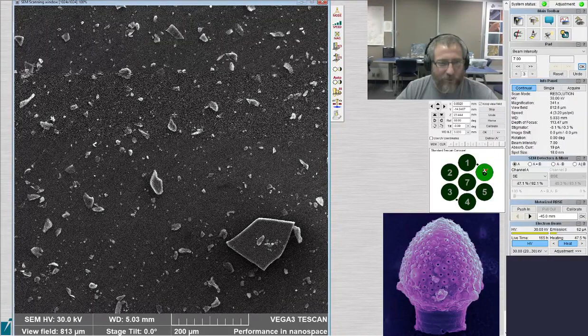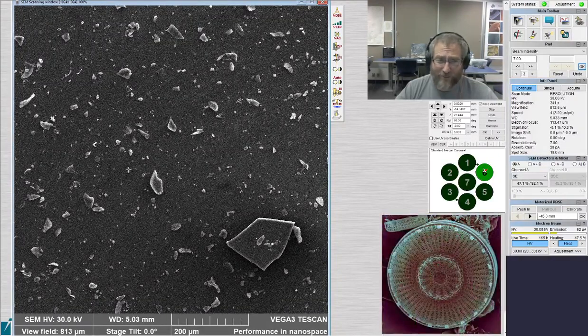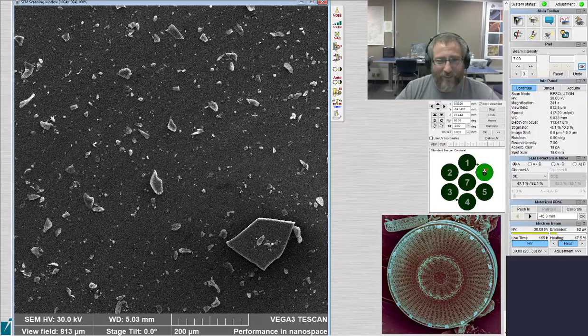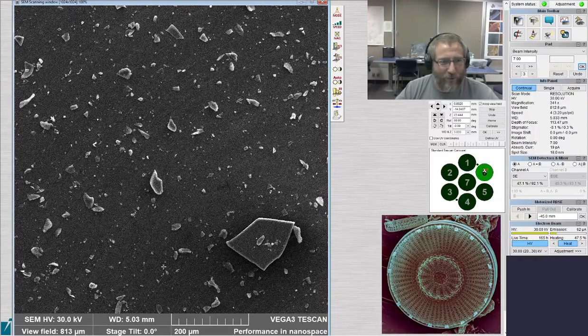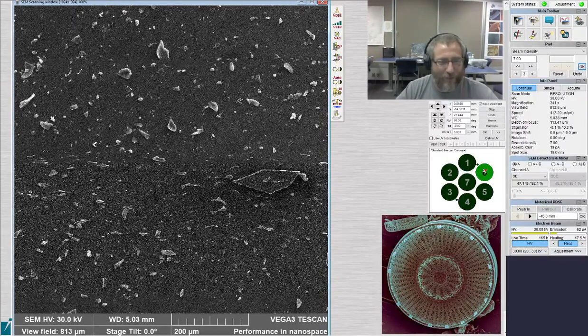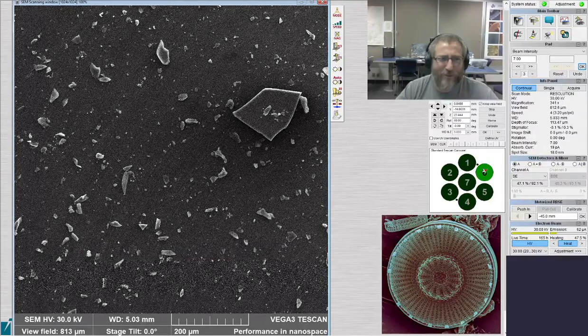So, but before that, I didn't know what a diatom was. And it was kind of crazy to me how quickly I went from not knowing what a diatom was to being in a position to start describing them.